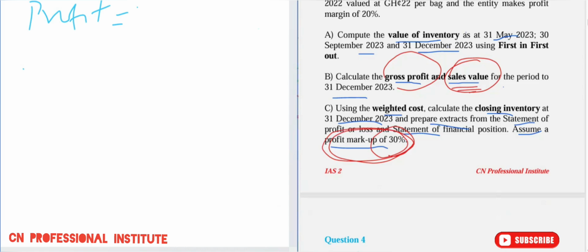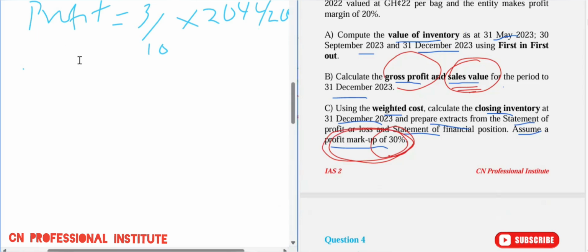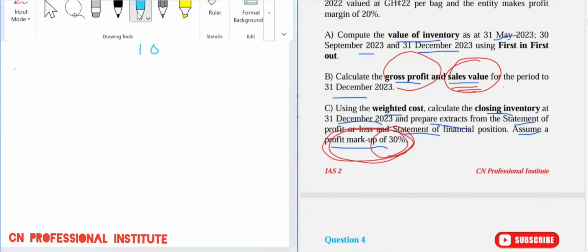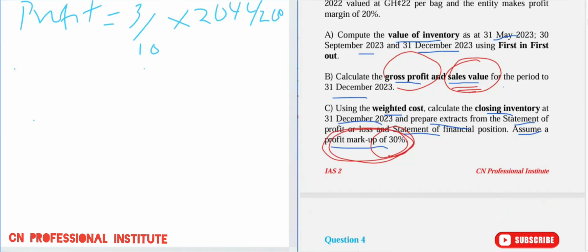So that'll be the 30%, which is 3 out of 10. So 30% times our cost of sales, 2,044,200. If you multiply this, you should get a figure of 613,260. So this is our profit.